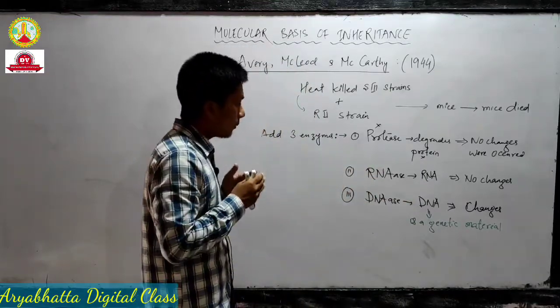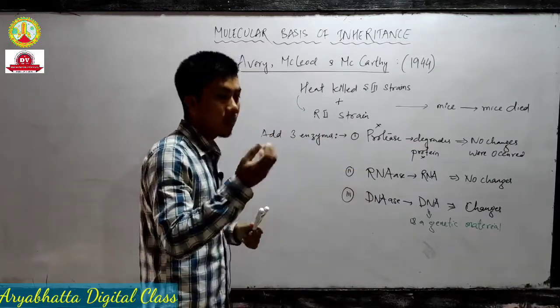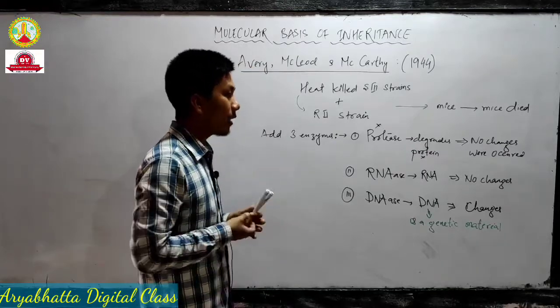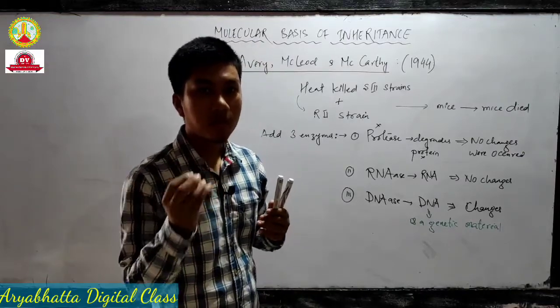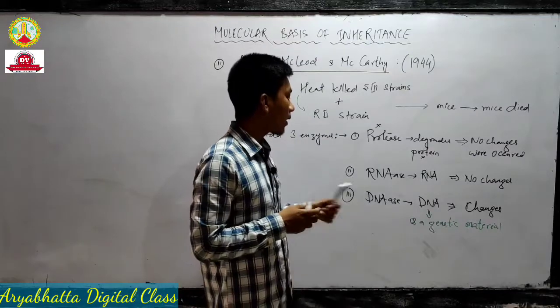Okay, then they injected RNase enzyme which degrades RNA, and they found out that again the mice still die. That means the RNA is not the genetic material, it's not the molecule that has been transferred or that is causing disease. Then they injected DNase.